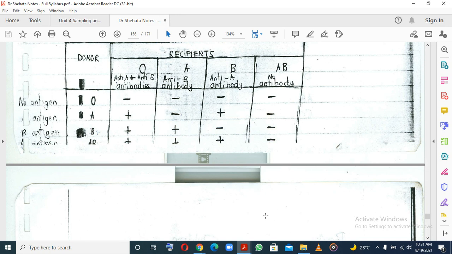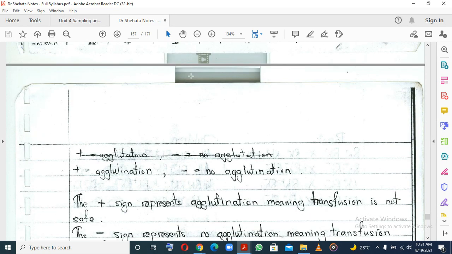How I used to remember is, because sometimes it can be easy to mix them up, which is the universal recipient and which is the universal donor. Look at blood group O, it's O, right? And then look at the word donor. It's got two letter O's. And recipient doesn't have any letter O. So that's how blood group O is a universal donor. Then, of course, that leaves AB to be the universal recipient. So that's how we can remember them.